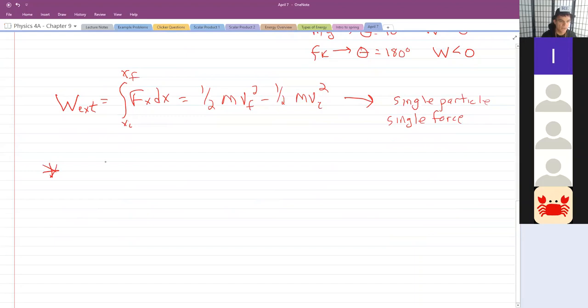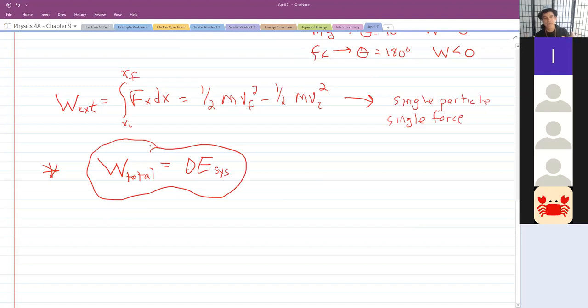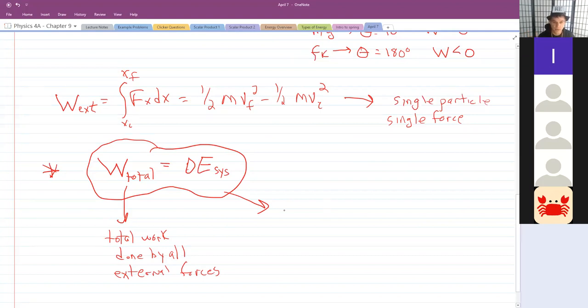And the big takeaway is just this. The total work done by all forces acting on a system equals the total change in energy of the system. So if I have more than one force acting on a system, I have to just look at the work done by all external forces. So this right here on the left-hand side is the total work done by all external forces. And this right-hand side is the change in energy of all particles in the system. So let's say I had 10 different objects in the system. I would have to look at the total change in energy of all objects in the system.